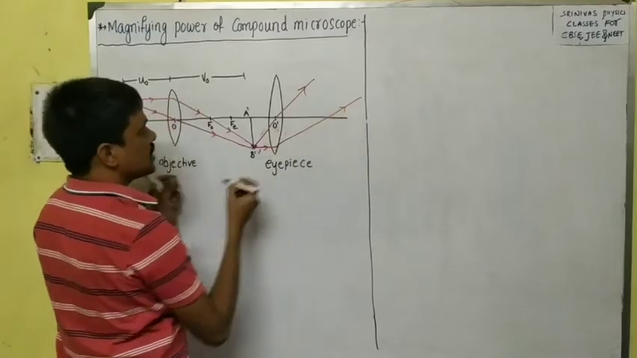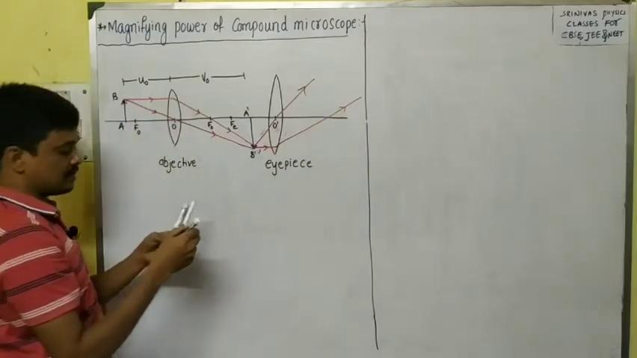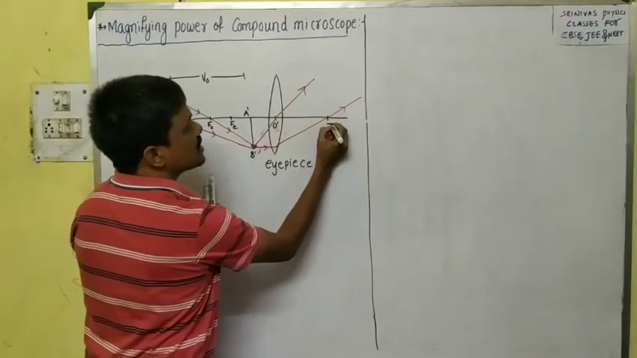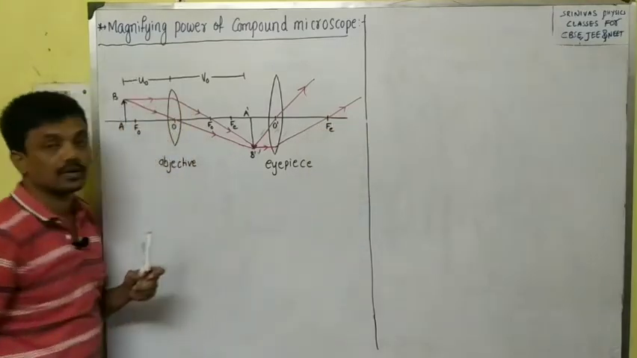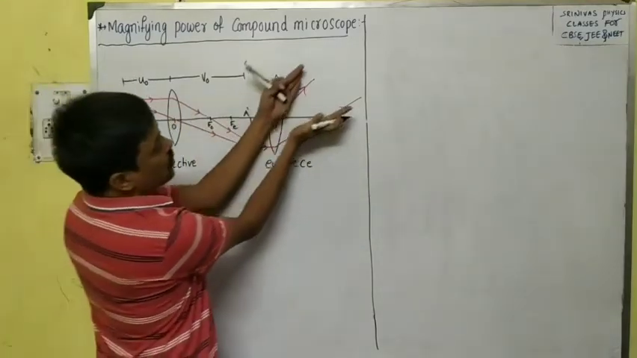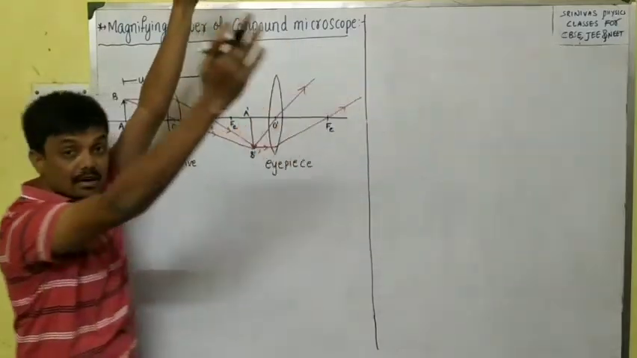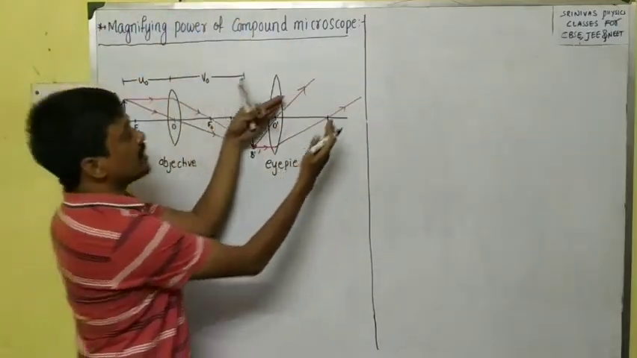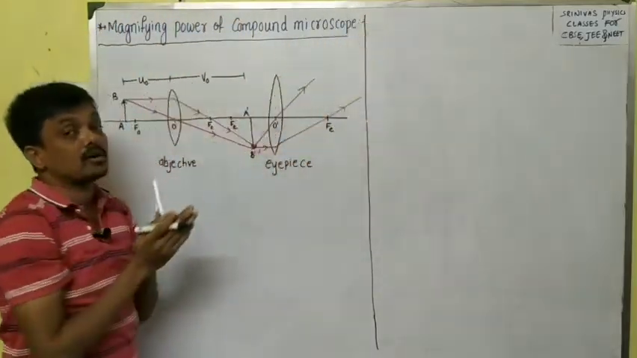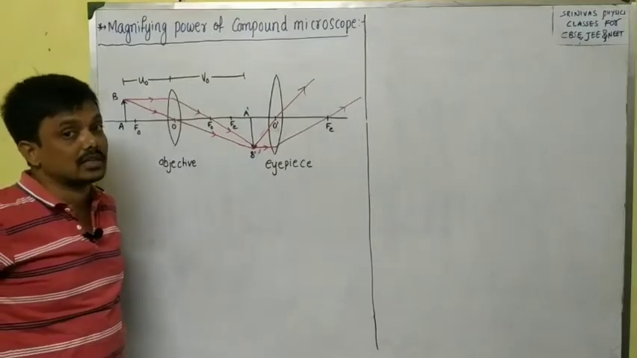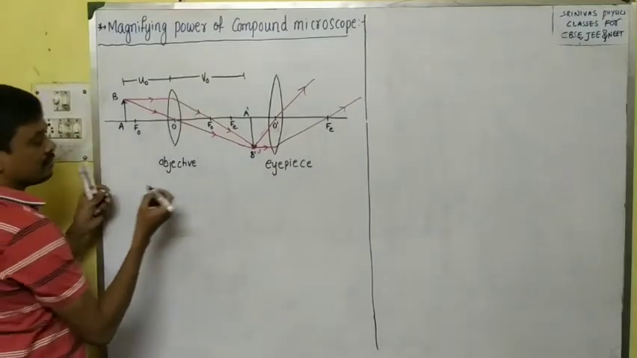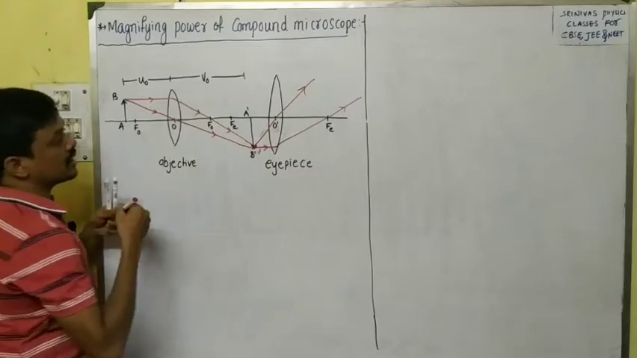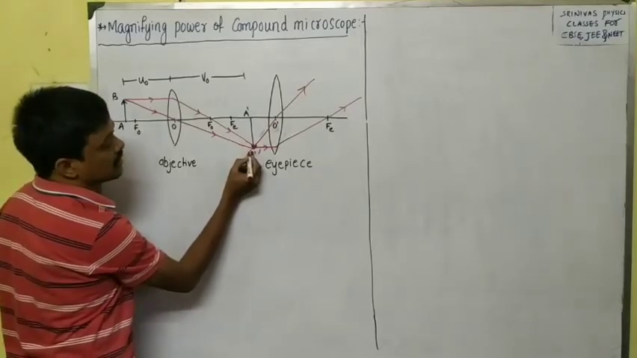You see, this is the focus of the eyepiece. After the refraction, it passes through the focus. On the right side, they are going far away from each other. They never meet on the right side. If they met on the right side, then the image would be formed where the refracted light rays meet each other. And now here, we can do the extension of these two light rays backward like this.